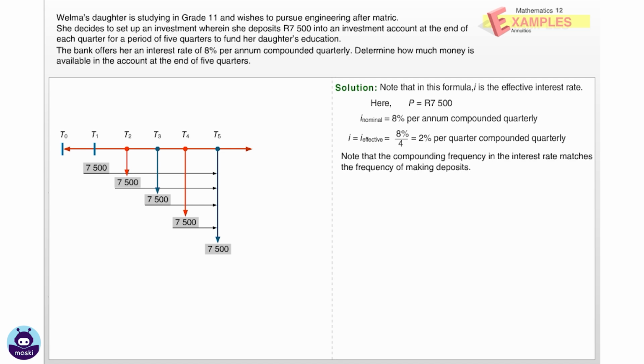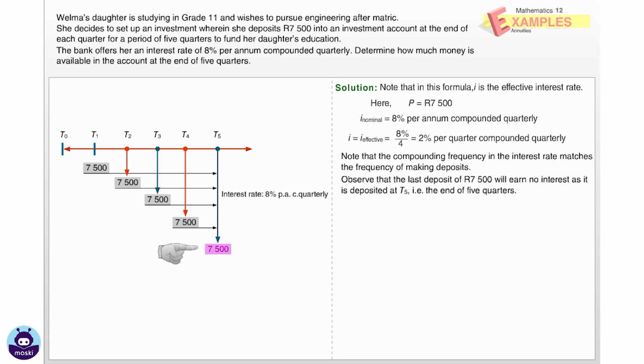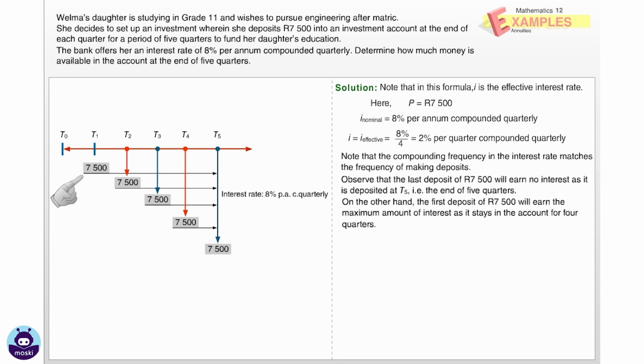Note that the compounding frequency in the interest rate matches the frequency of making deposits. Observe that the last deposit of 7,500 Rand will earn no interest as it is deposited at T5, that is the end of 5 quarters. On the other hand, the first deposit of 7,500 Rand will earn the maximum amount of interest as it stays in the account for 4 quarters.